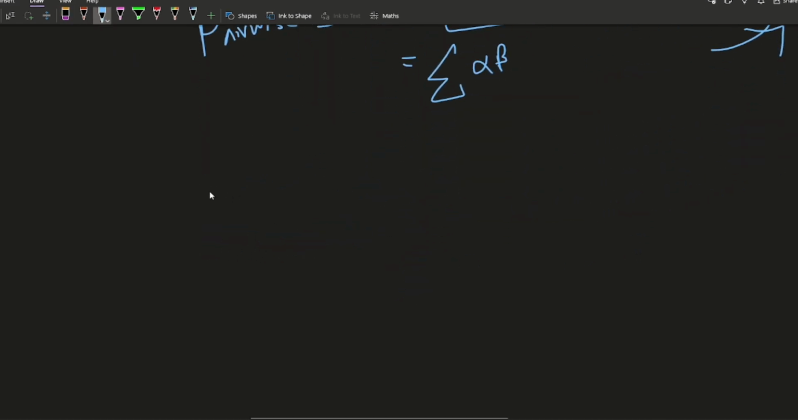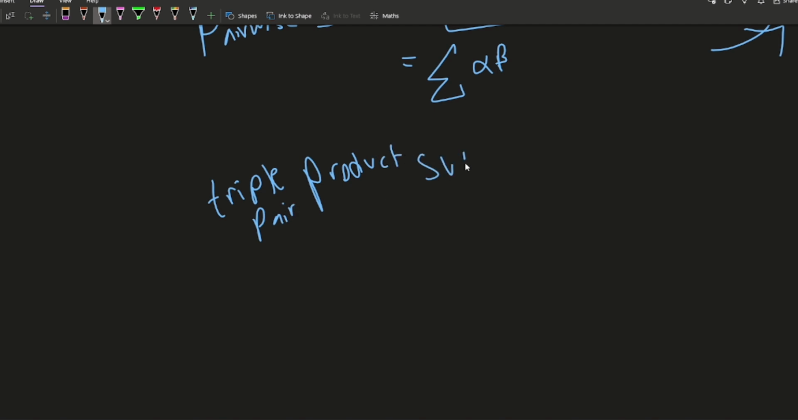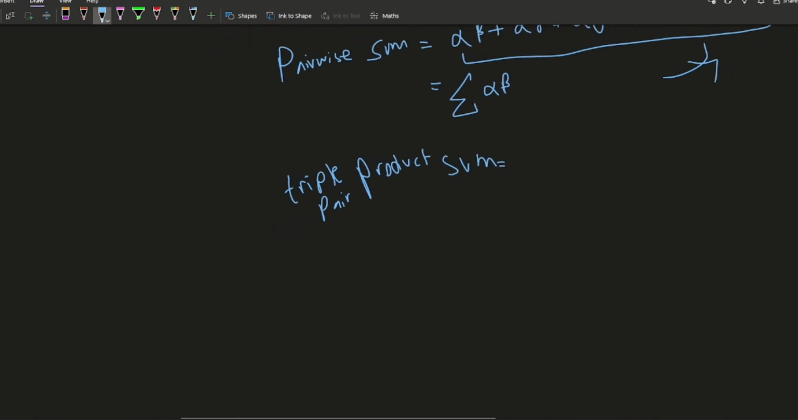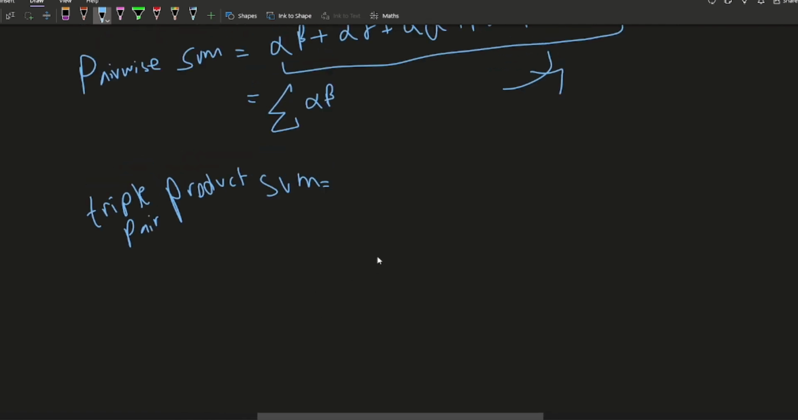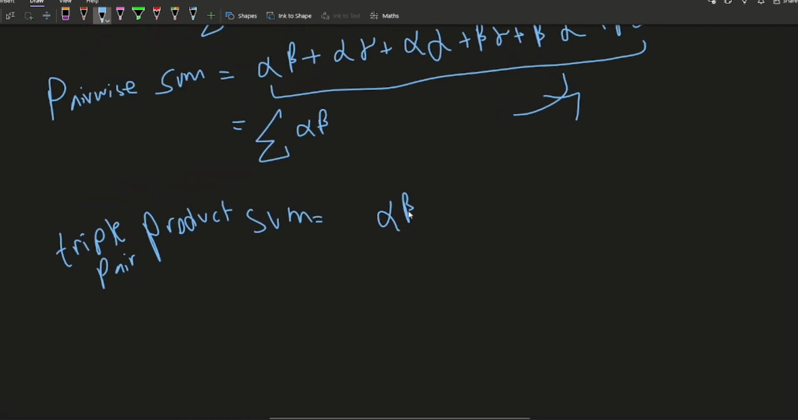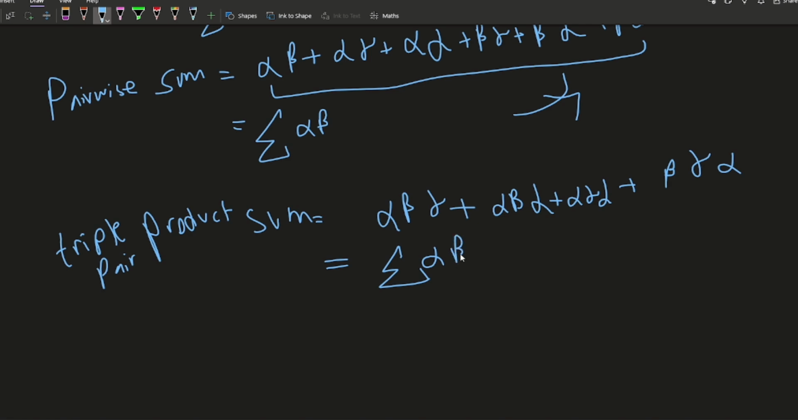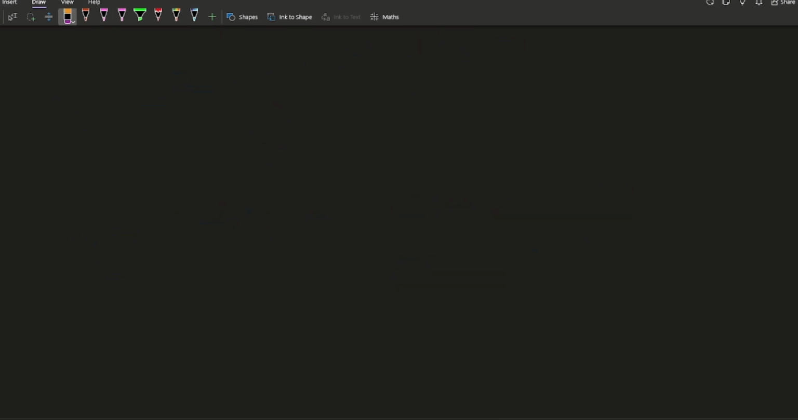Now we have the triple product sum. This is basically alpha beta gamma plus alpha beta delta plus alpha gamma delta plus beta gamma delta. We can simply write it as sigma alpha beta gamma. This represents all of this. We should also know how to deal with reciprocals of alpha, beta, and gamma.